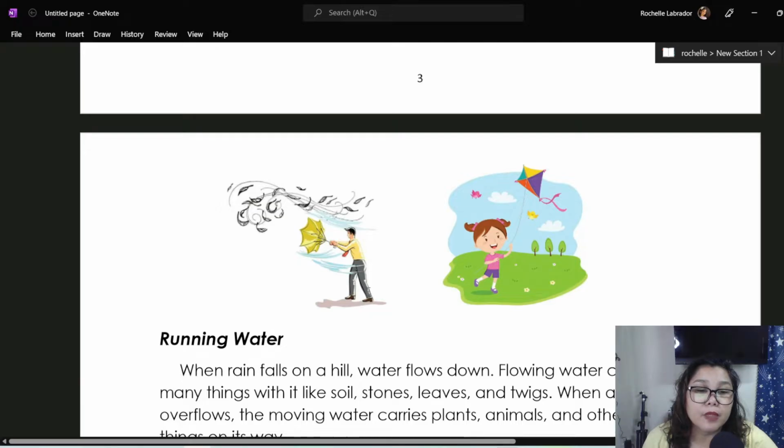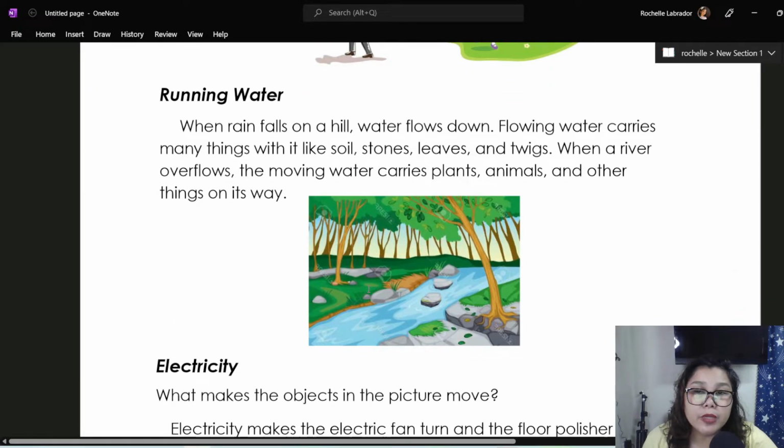Okay, so yan. Aside from the wind, movement can be caused by running water. When rain falls on a hill, water flows down. Flowing water carries many things with it like soil, stones, leaves, and twigs. Kumbaga nadadamay, nakakasama. When a river overflows, the moving water carries plants, animals, and other things on its way. Dahil din sa strong na current, it can move not only dried leaves, so it's stronger.